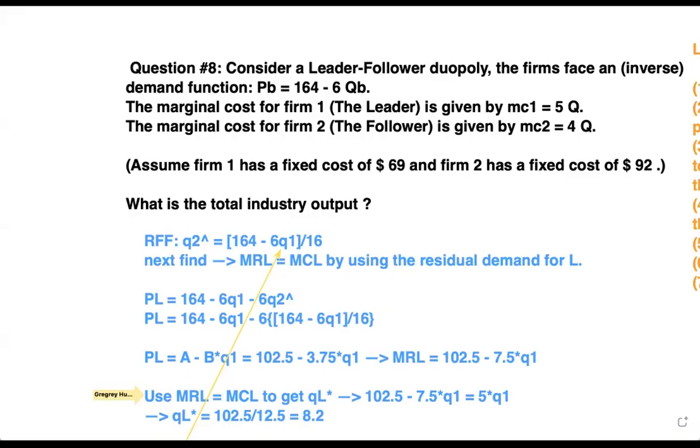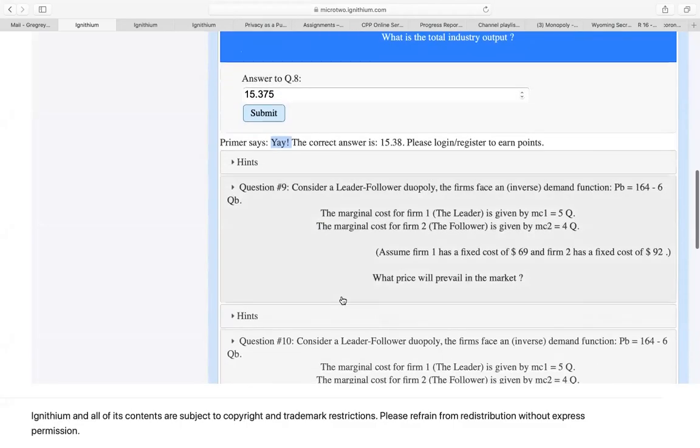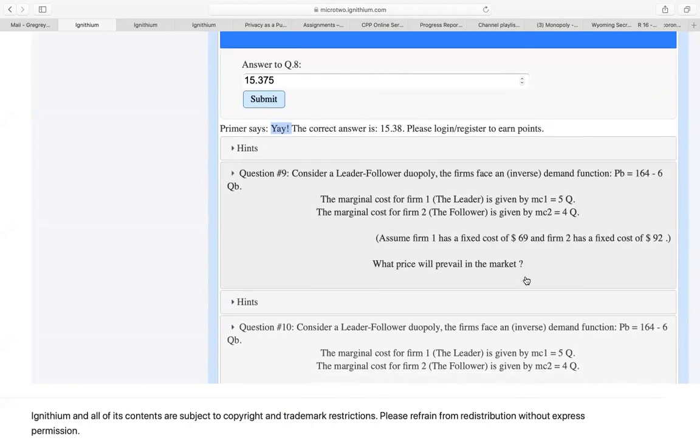So does anybody have any questions about what we did? No. Okay. So I'm going to go back to Ignithium here for a minute, and let's take a look at the other questions, because we all know what's going to be in here. Well, we didn't calculate the market price yet, but we could, and I'll go ahead and let you all do that.